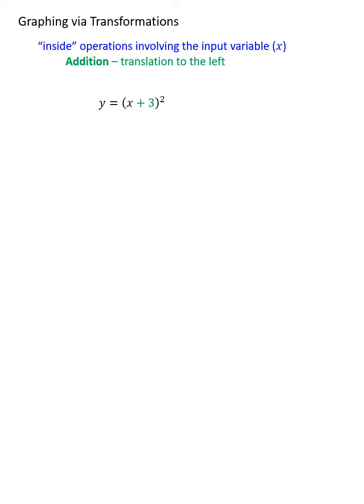Notice that here we have the squaring function, but we're adding 3 to the variable x inside of that squaring function. Here we did the same to a cubing function, or an absolute value function, or a radical function. All of these involve adding 3 to the variable on the inside, or to the input of the function from our basic library. Let's take a look specifically at the squaring function in this case.